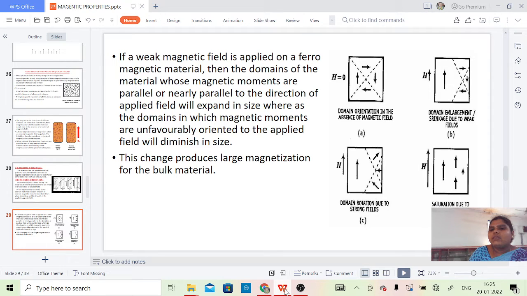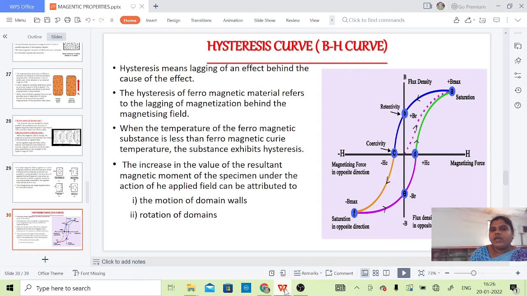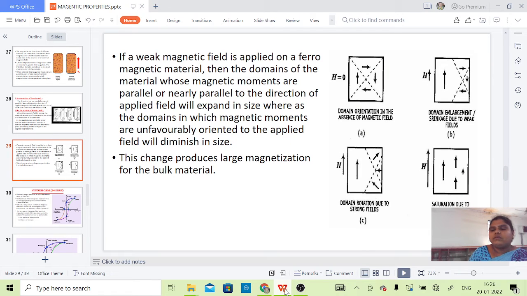See what's happening in figures A and B. This change produces a large magnetization for a bulk material, and the domains are set into the field direction. Domain alignment is shown in figure B, then domain rotation due to strong fields, where the complete domain will rotate, and finally saturation due to very high fields.